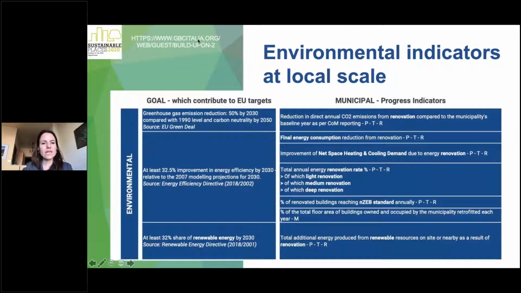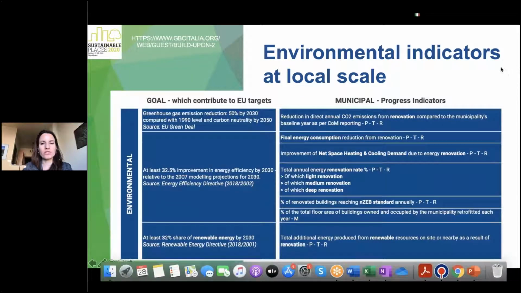As you can see, the table shows just the environmental indicators at the local, municipal scale, as related to the European objectives of the EPBD. In this case, among the environmental indicators, I can list the reduction of direct annual CO2 emissions, the reduction of the final energy consumption, the calculation of the annual renovation rate for the whole building sector, and so on and so forth.